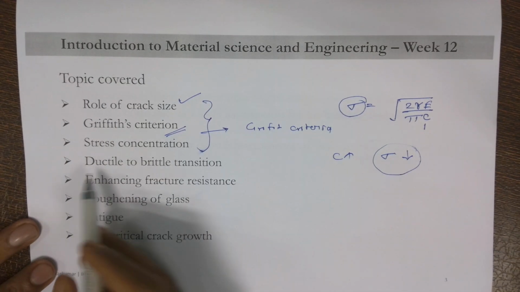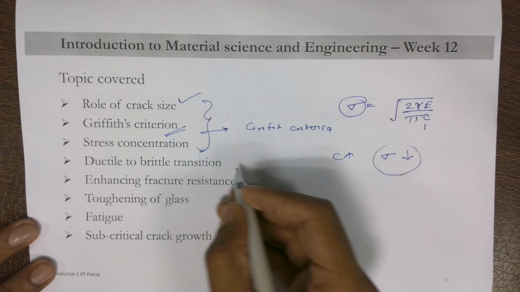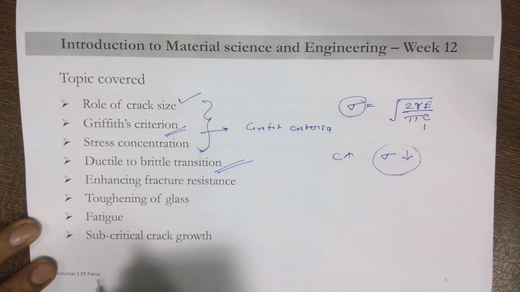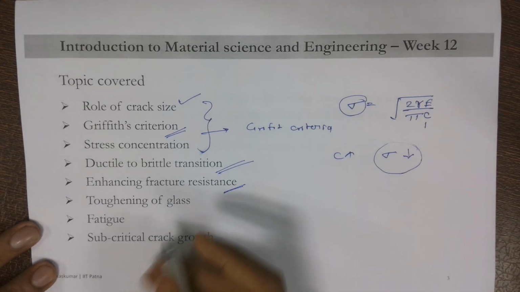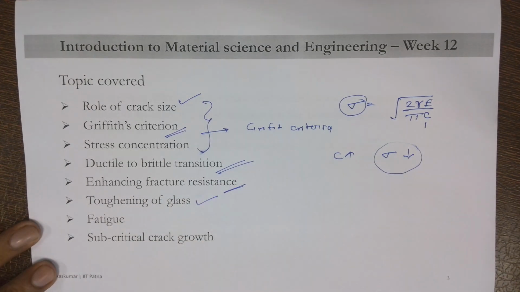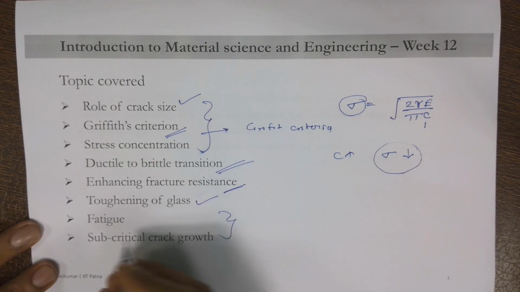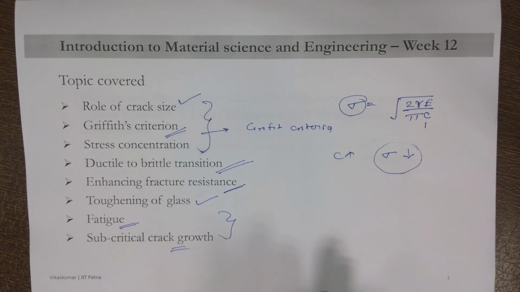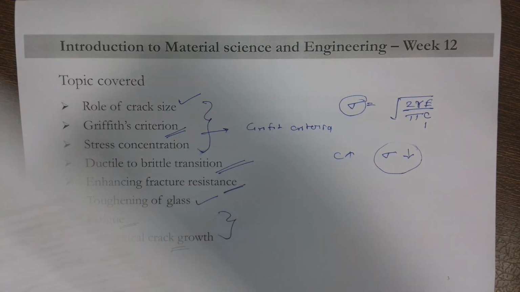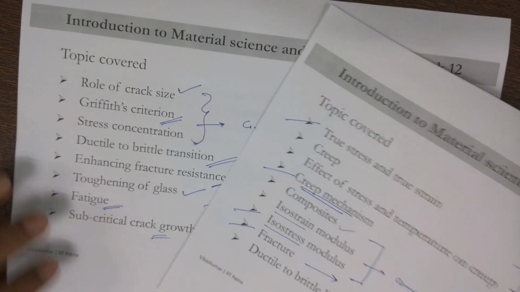So these are the things that we have covered, and at the end we discussed the ductile to brittle transition temperature, and how we can strengthen glass. For example, we saw toughening mechanisms and ion exchange. Then, very briefly, we did not go in too advanced a way into fatigue failure. We discussed just the introduction of fatigue, that is cyclic loading. So these are the topics that we have covered in this particular week.